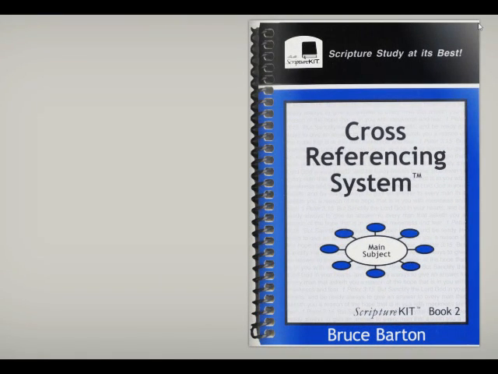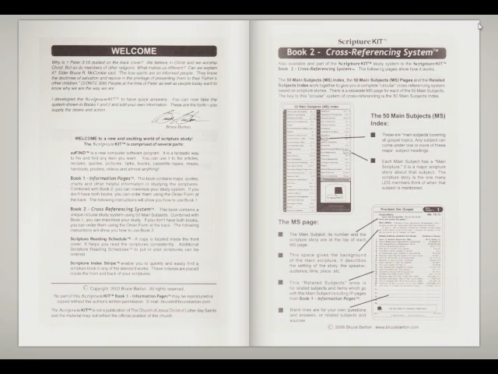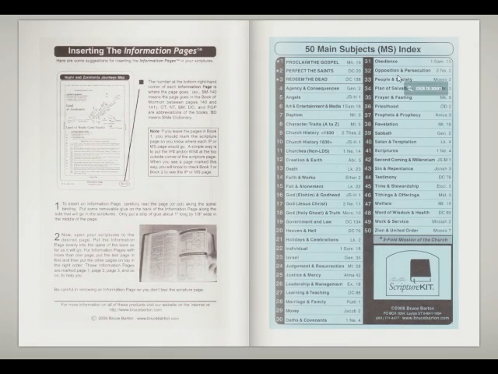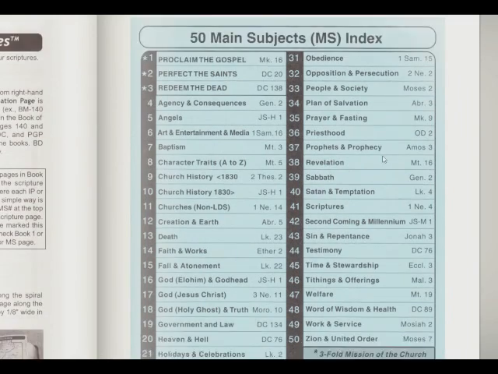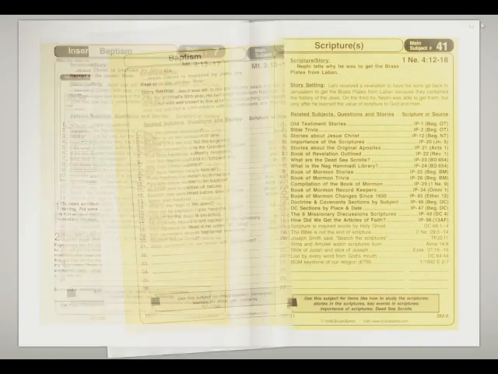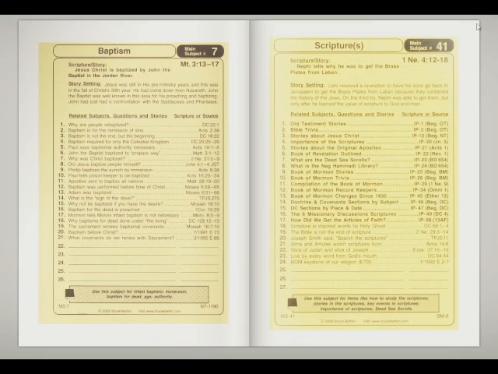First, there are 16 white instruction pages to help you understand and install Book 2 into your scriptures. Next is the 50 main subjects index. Each page of Book 2 is listed here. Then are the contents of Book 2, each main subject having their own page.